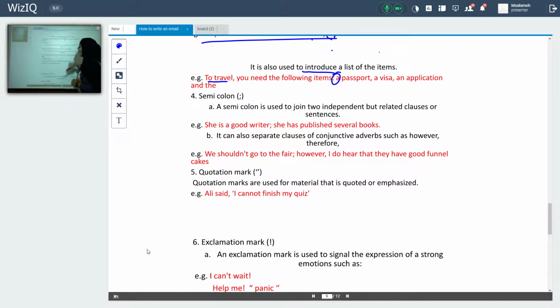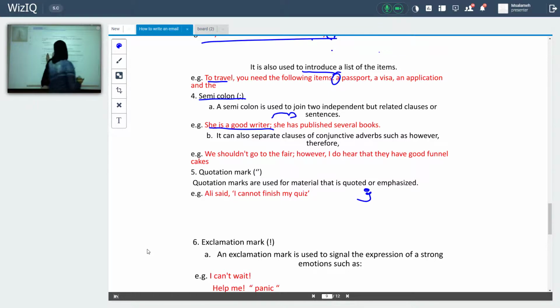Okay. Also, we have semicolon. Semicolon means a period with a comma under it. Semicolon is used to join two independent but related clauses or sentences. Look at the example. She is a good writer; she has published. So that's like a cause, a reason for why we told her she is a good writer.